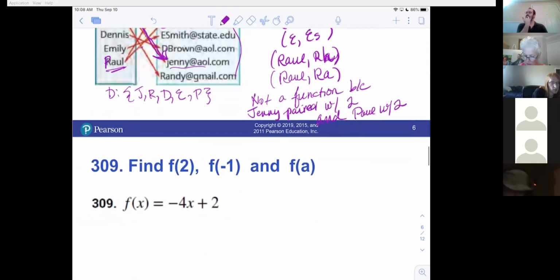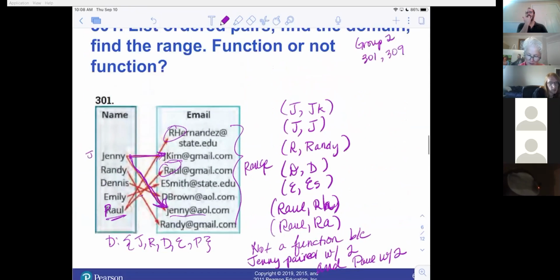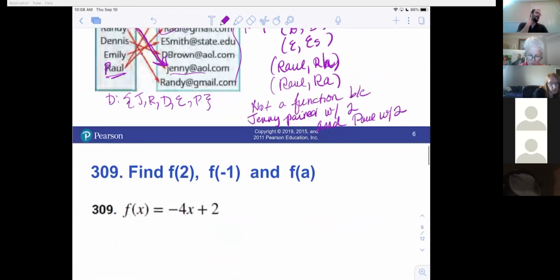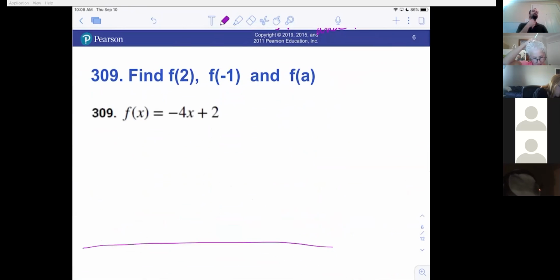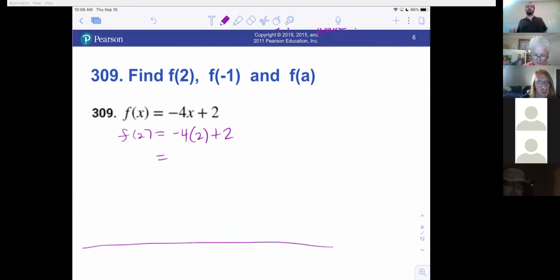All right, so now we're on 309, still group 2. Okay, so what's f of 2? So for f of 2, I did -4 times 2 plus 2. Then I got -8 plus 2. Then I added them together, which got me -6.